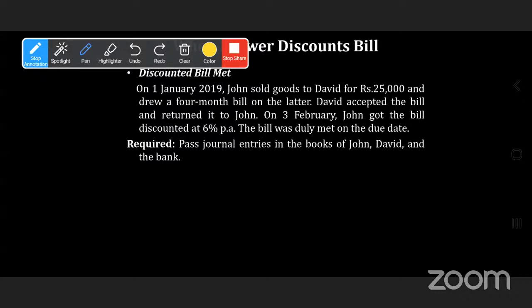John has discounted the bill in bank. So for that, you need not pass any entry in the books of David, because David is not involved in this transaction. So you need not write any entry with regard to the discount of the bill. Only John and the banker are having the transaction. John discounted the bill with the bank.